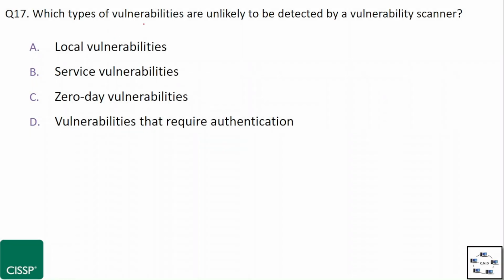Question number 17. Which type of vulnerabilities are unlikely to be detected by a vulnerability scanner? The options are option A, local vulnerabilities, option B, service vulnerabilities, option C, zero-day vulnerabilities, and option D, vulnerabilities that require authentication. And the correct option is option C, zero-day vulnerabilities, because these vulnerabilities have not been identified in advance and the vulnerability scanners have no knowledge of these zero-day vulnerabilities.